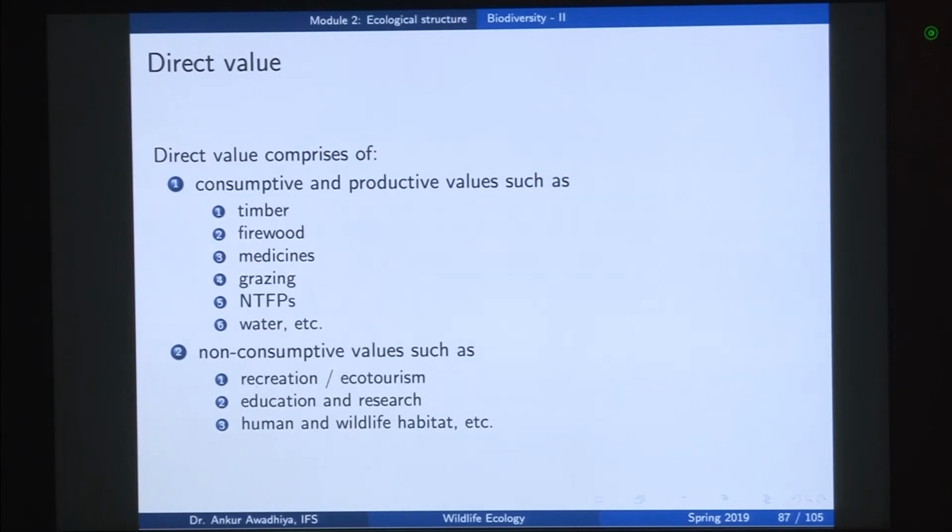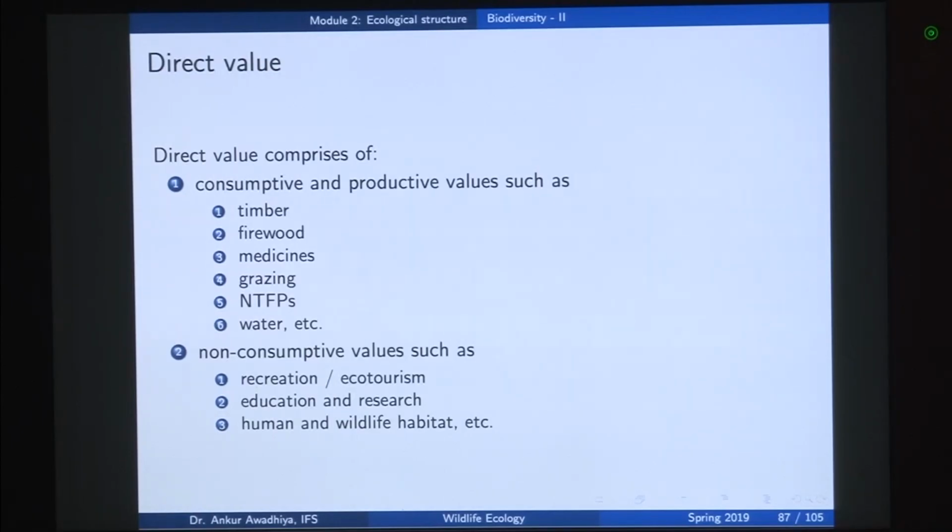So for instance, if I go into a forest and I enjoy the scenic beauty, or I observe a tiger and I am very happy that yes, I was able to see a tiger, have I reduced that value? The answer is no, because I can see this tiger. If you go into this forest later on, you might also be able to see the same tiger.